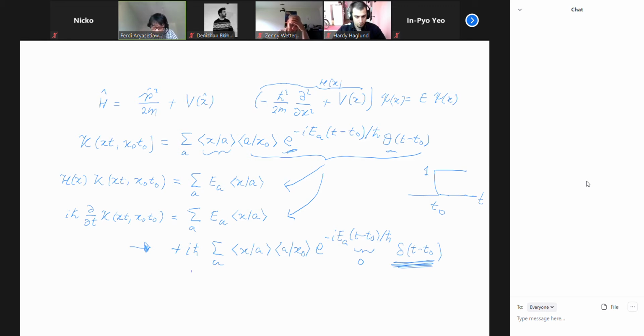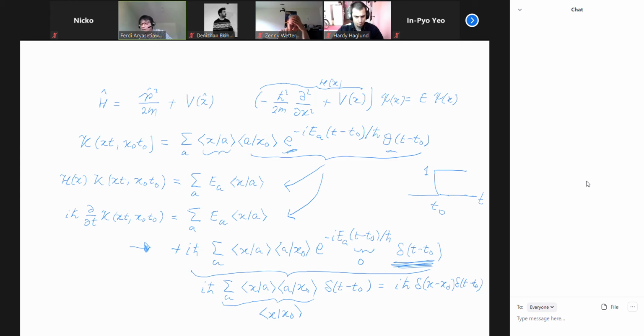So then this thing here becomes, what do I get here? So that becomes h bar, then the sum over a, xa, 0, so that the exponential becomes 1, then I have a delta(t minus t0), but this is equal to just h bar delta(x minus x0), because that is equal to x0, yes, because of the completeness relation. So we got a nice expression. It's just a delta function.